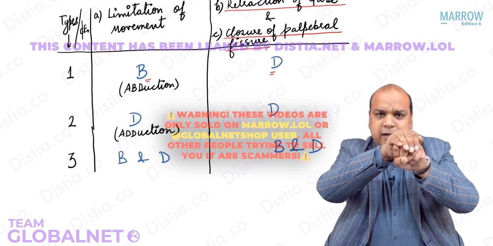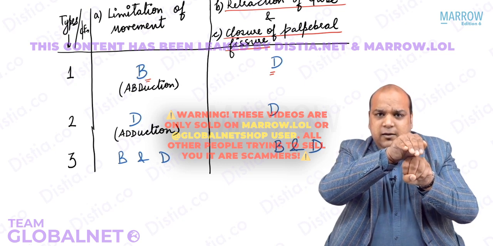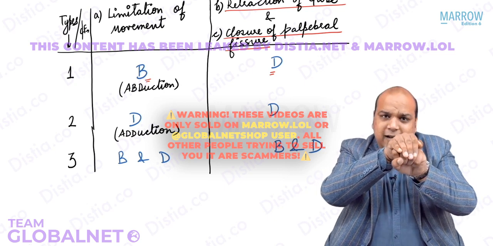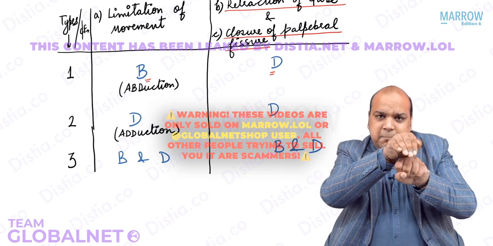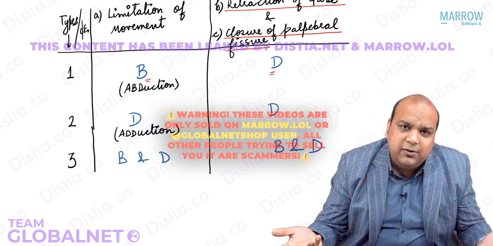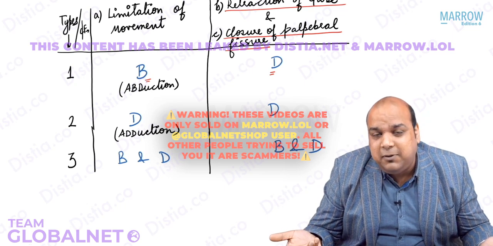It is getting pulled in. So the eyeball is going in. Basically, somebody is pulling the bed below the eyelid. Yes? As soon as the bed gets pulled back, the eyelid will fall down. When the eyelid falls down, there will be closure of palpebral fissure.